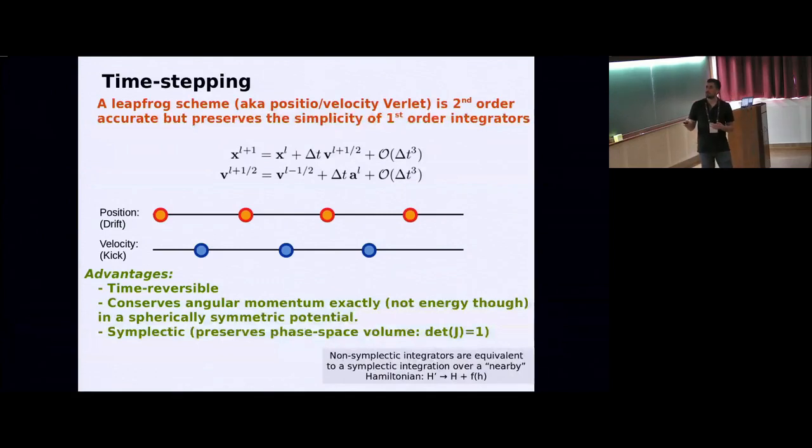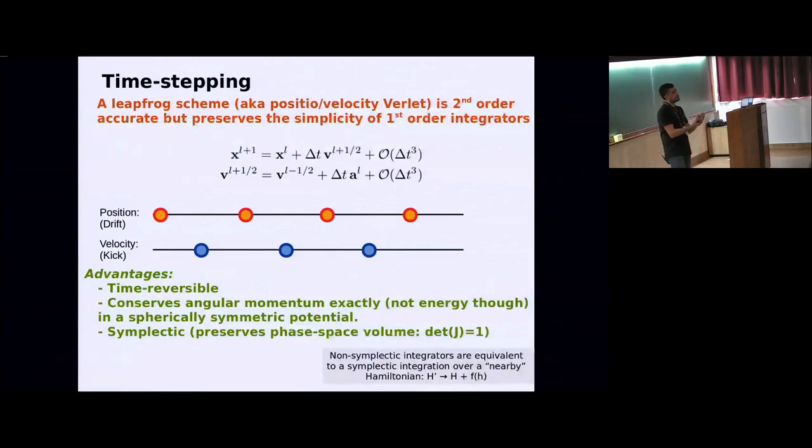You can see this very easily: you take one point, you evolve forward up to this, and then change the sign of the time, and you're going to end up exactly at this point, right? These are time reversible, as the underlying equations of gravity are. So this is a property that you would like to have. Then it also conserves angular momentum exactly in spherically symmetric potentials. And it also has a very important property, which technically is called symplectic.